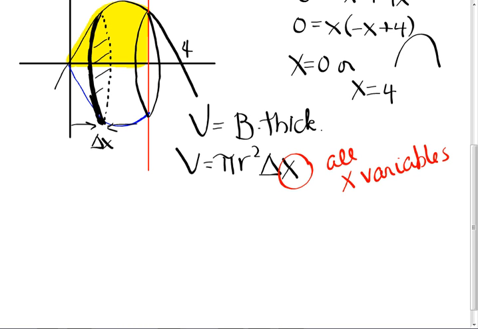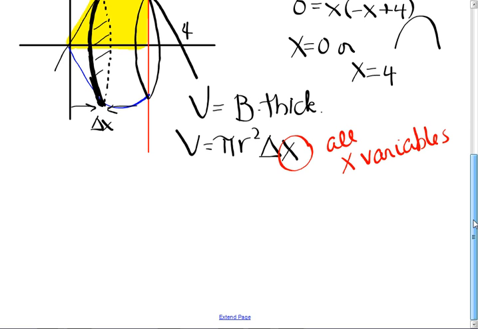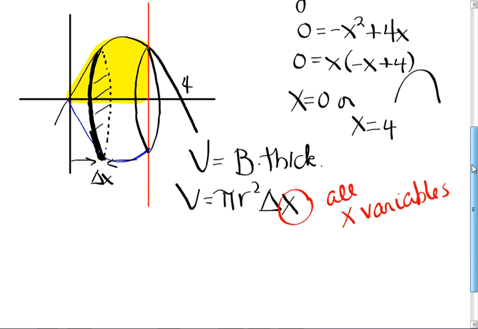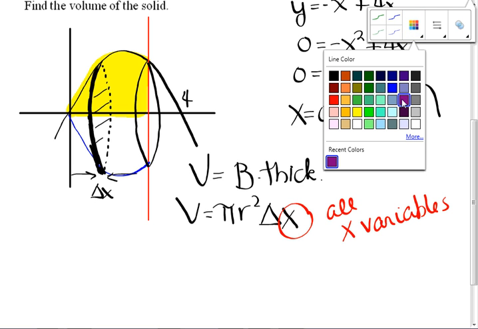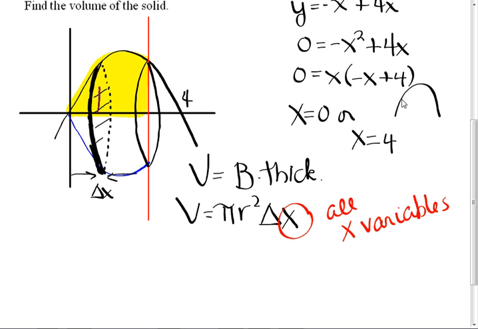Okay, I want x's in my equation. So I've got to find my radius. Let's do a different color. Let's do purple. Here's the radius. This is what I mean by geometry. That's the radius of your disk. You have an ordered pair here, x, y. Which one would represent the radius, the x or the y? The y. So r is equal to y.